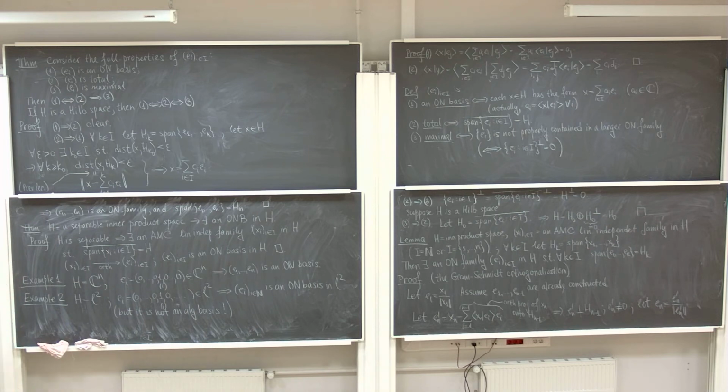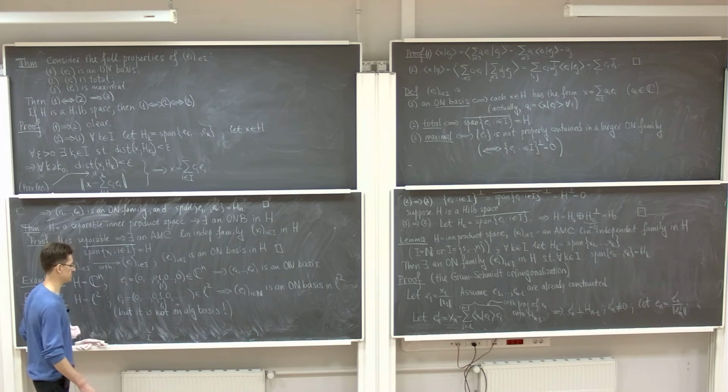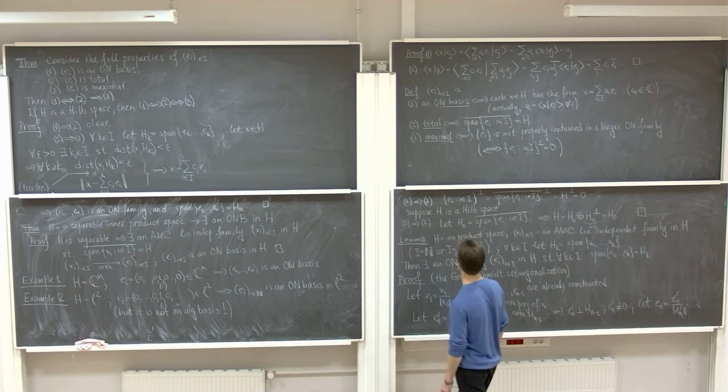It is not an algebraic basis because the linear span of all these elements is strictly smaller than L2. The linear span consists of all finite sequences, that is, of those sequences which are eventually 0. Of course, it is strictly smaller than L2.